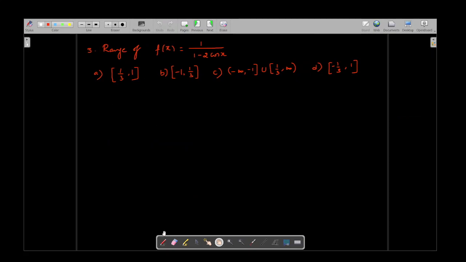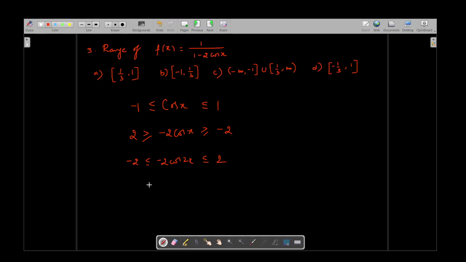Solve one problem: the range of 1 by 1 minus 2 cos 2x. Let us do it algebraically. So we start with cos x. We know that the cos x range is minus 1 to plus 1. Then I'll multiply by minus 2. If I multiply by minus 2 cos x, this becomes plus 2, this becomes minus 2, and if I multiply by a negative, the inequality changes, so I can write minus 2 less than or equal to minus 2 cos 2x less than or equal to 2.